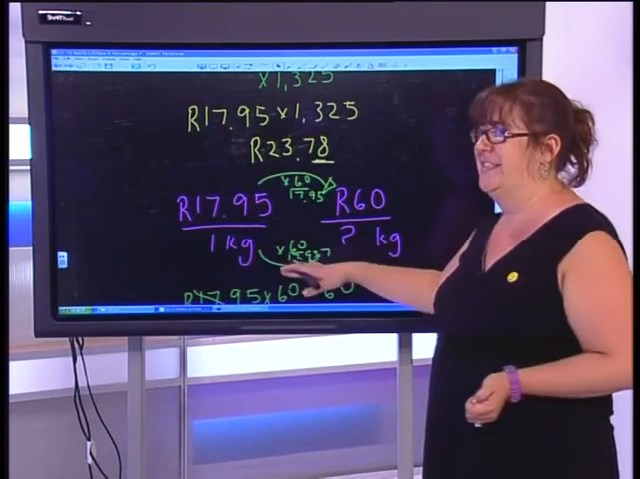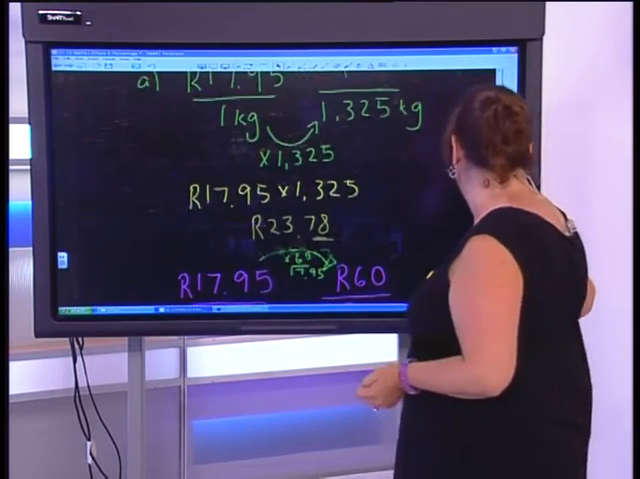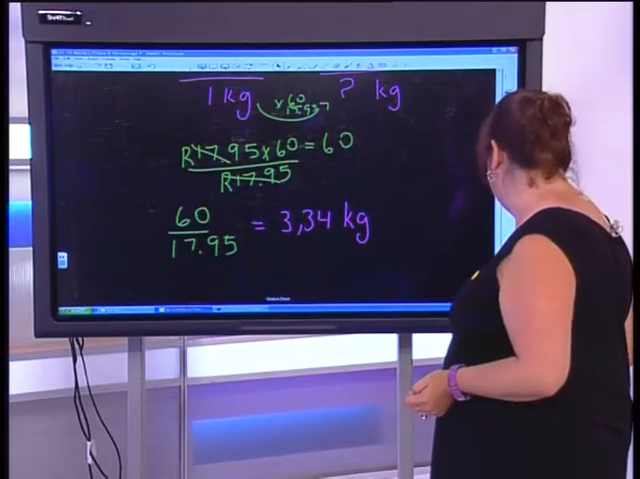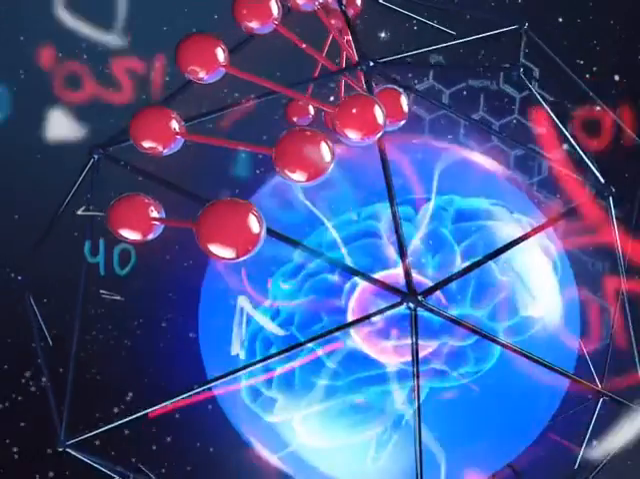I would love to see kilograms at this price, Indy, wouldn't you? I wish, if only. If only chickens were 17.95 per kilogram.